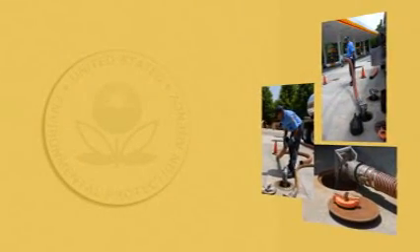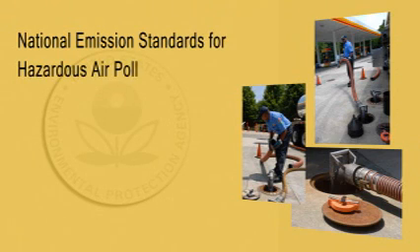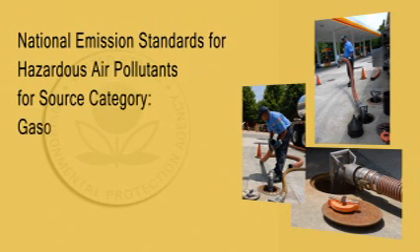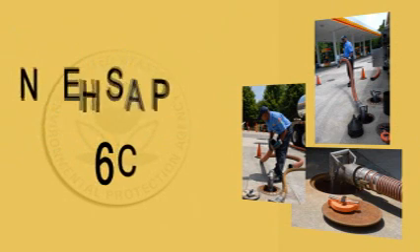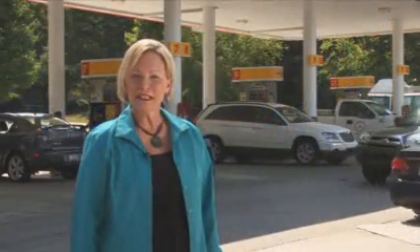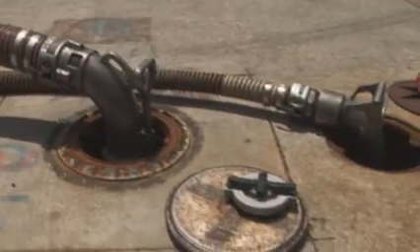The standard is required by the Clean Air Act and goes by a rather lengthy name: the National Emission Standards for Hazardous Air Pollutants for Source Category, Gasoline Dispensing Facilities Subpart CCCCCC. For ease, we will refer to it as NESHAP 6C. Please note that this is a federal, not a state rule. Therefore, it applies nationwide.